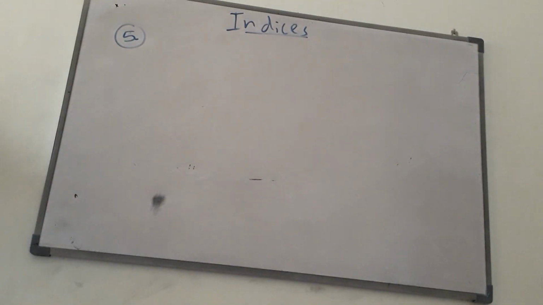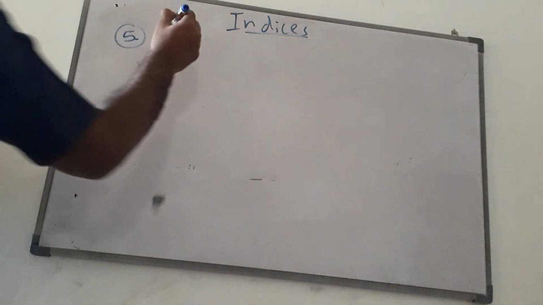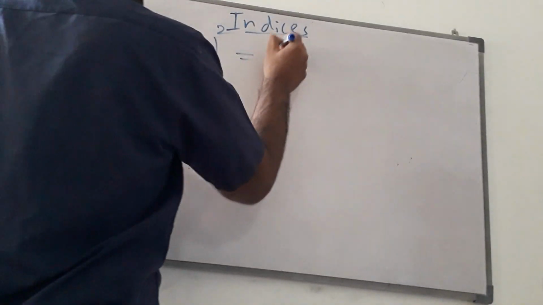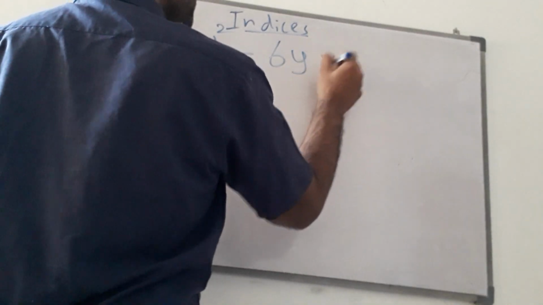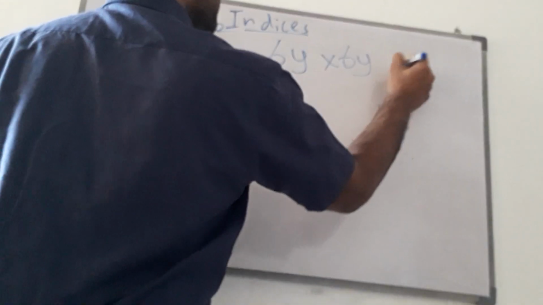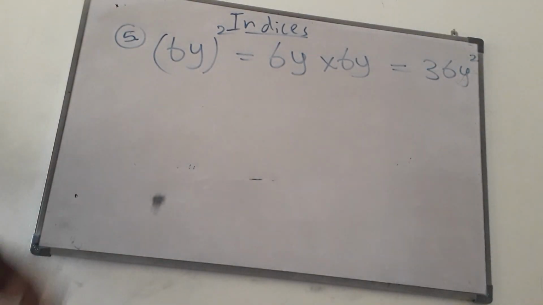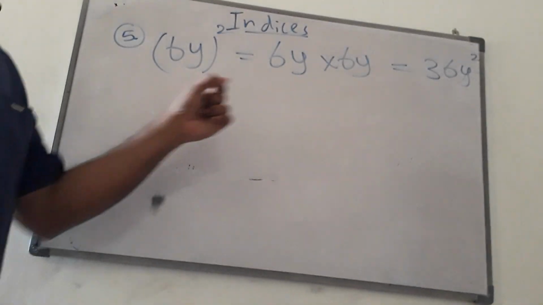There's an example given, right? 6y altogether squared is equal to 6y times 6y, and this is equal to 36y squared. This is the formula, this is the way we have to get the answer. This is the method and this is the answer.